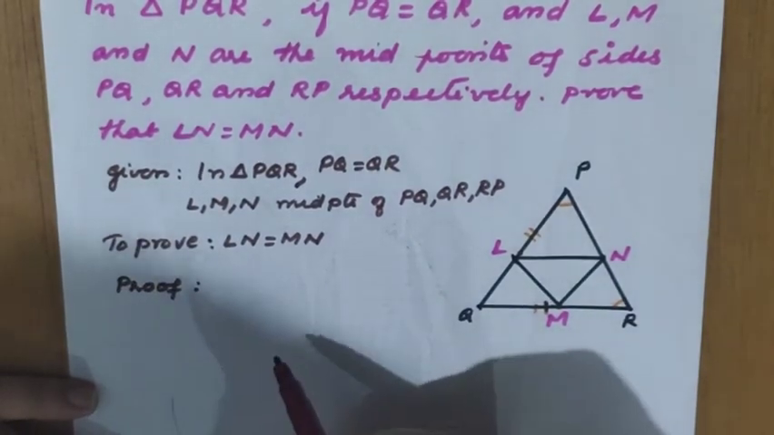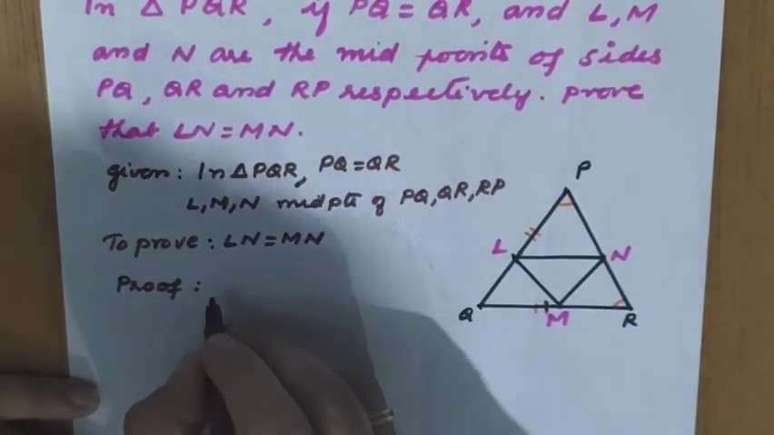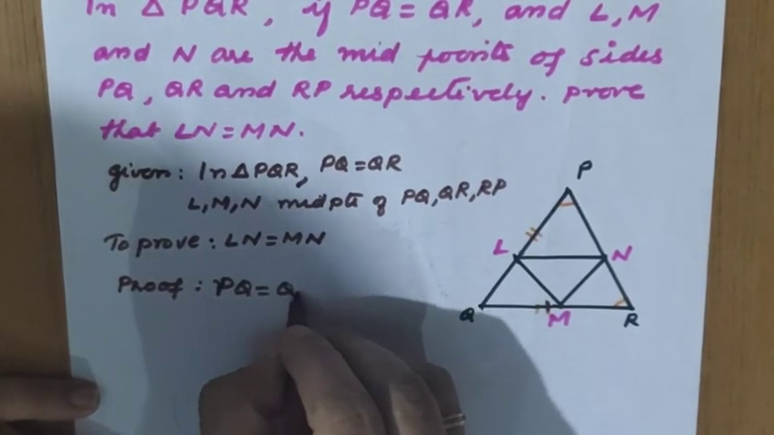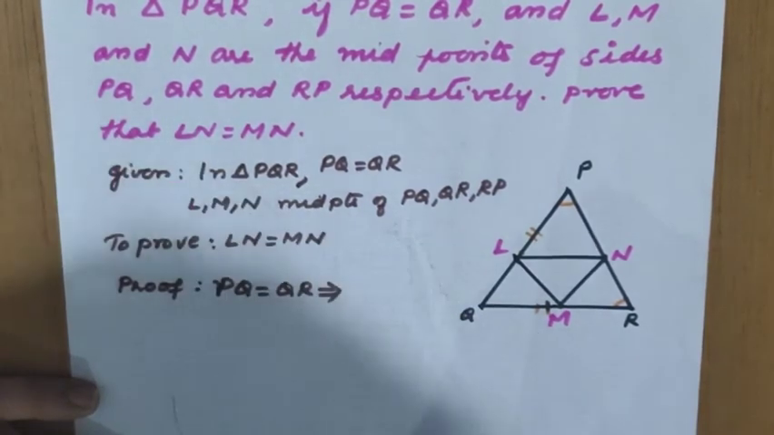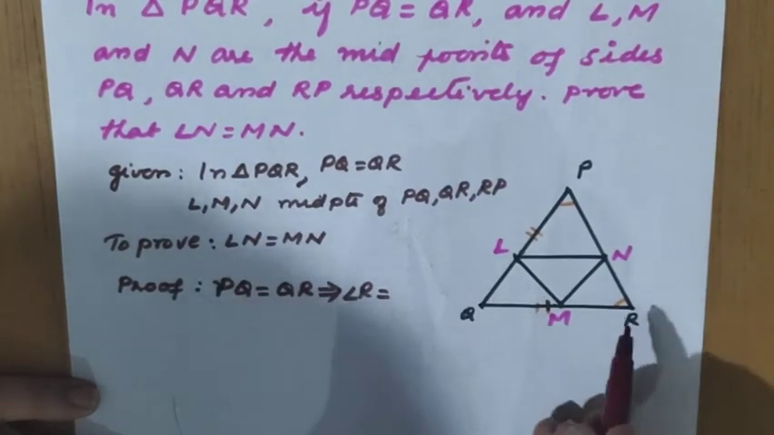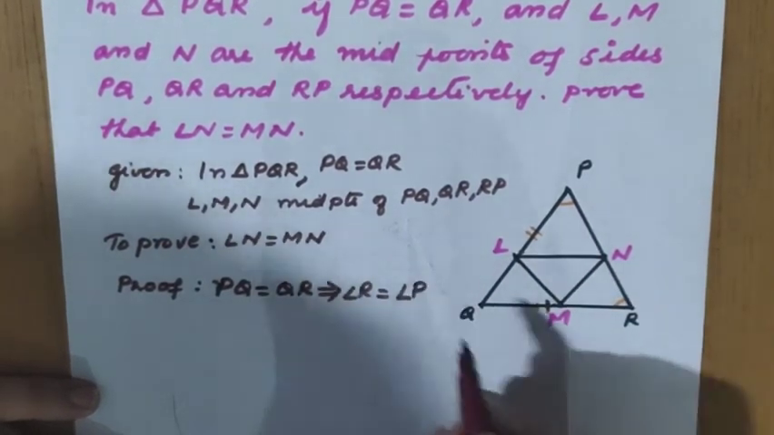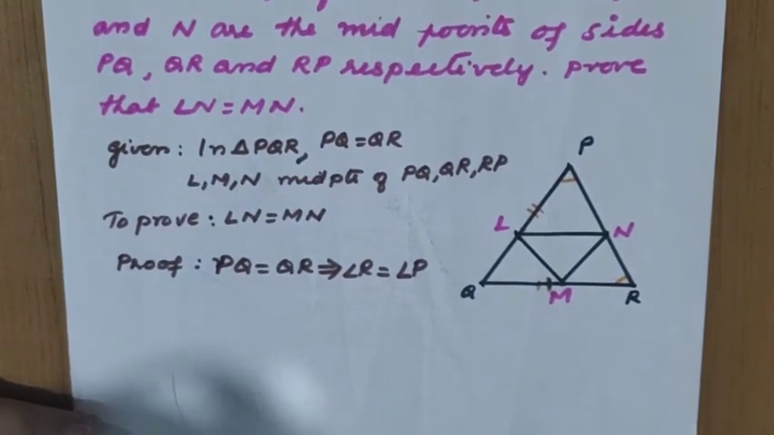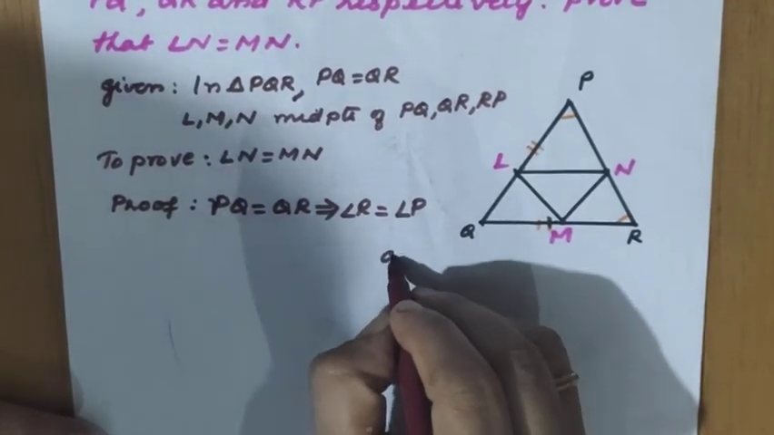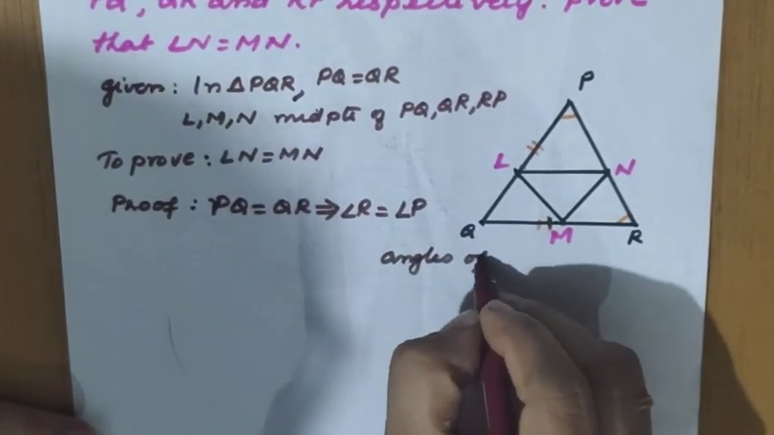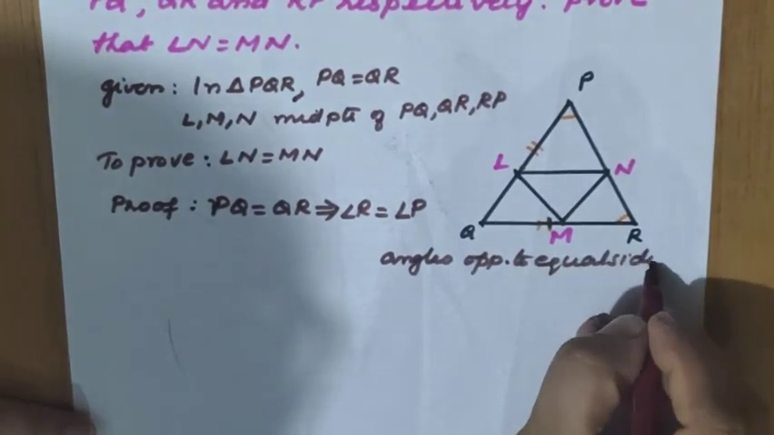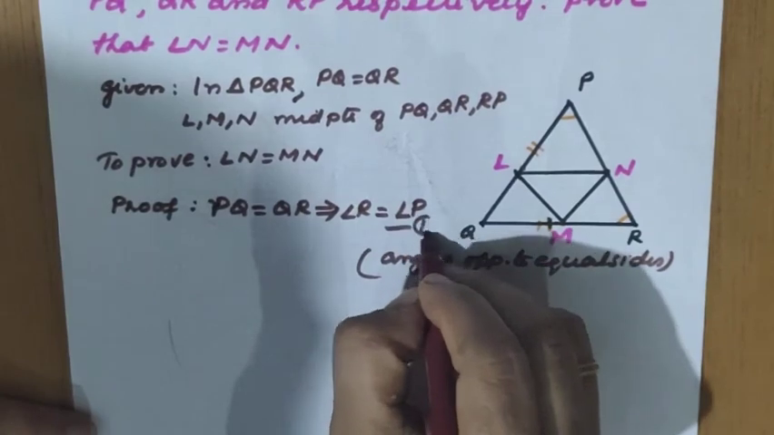Proof. Okay, we have to continue with the proof. Means in triangle PQR, what we are given, PQ equal to QR. This implies which angles are equal. PQ means which angle? Angle R. Angle R equal to angle P. What is the reason for this one? That is the angles opposite to equal side. I'll write here angles opposite to equal side. Okay, I'll make it equation 1 only.